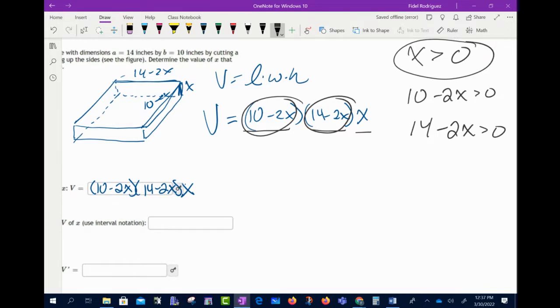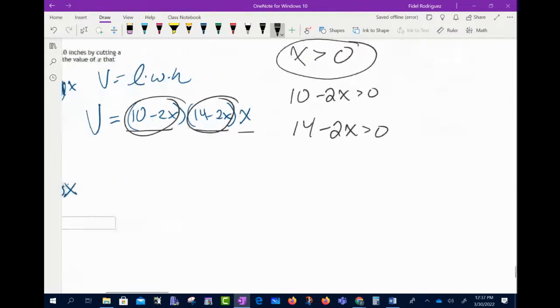Because we're dealing with measurements, right? We're dealing with length and width and height, and the length, width, and height of a box, they all have to be positive numbers, right? It can't be negative, and it can't be zero. I can't have a box with a length of 0, then I don't have a box anymore, right?